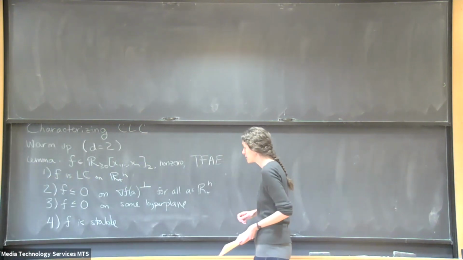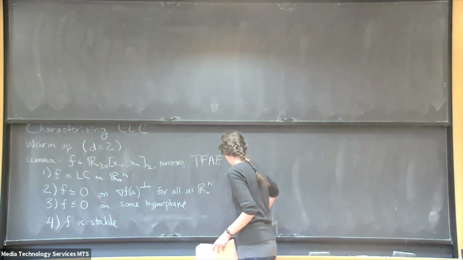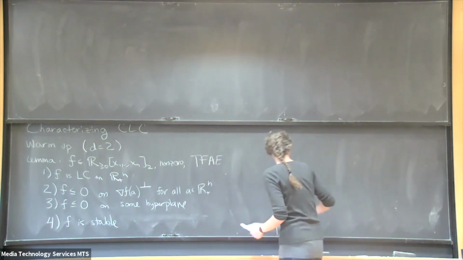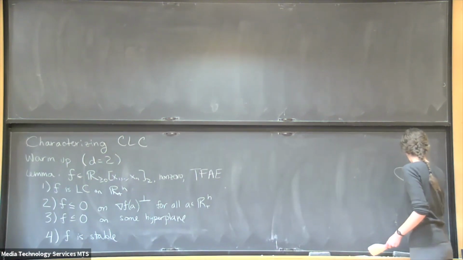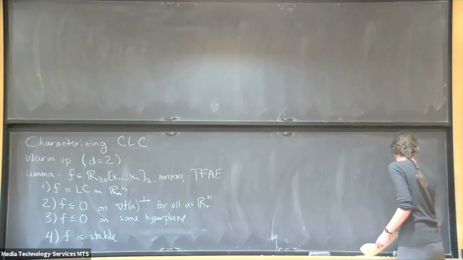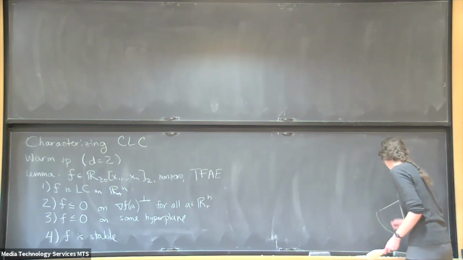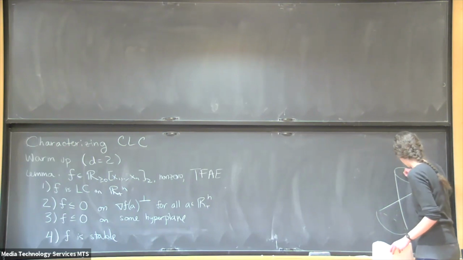The picture to have in mind is that we have some quadratic form, its zero set, and it's going to be positive on the positive orthant.